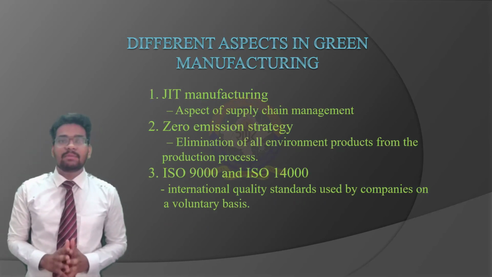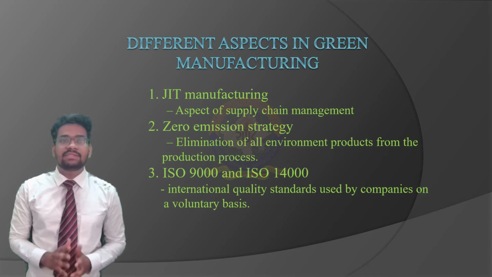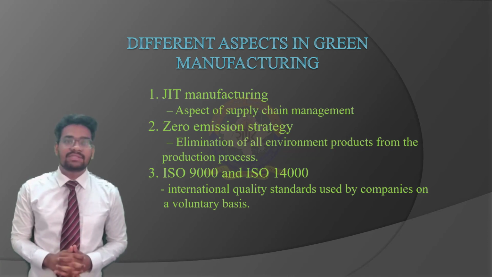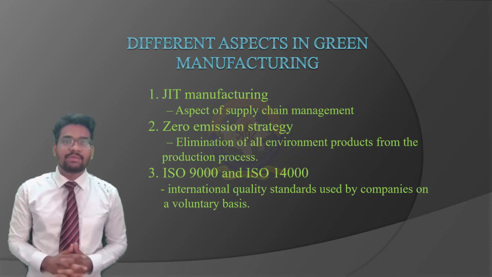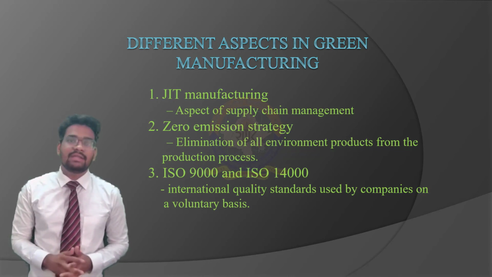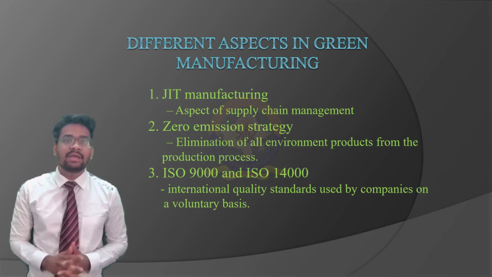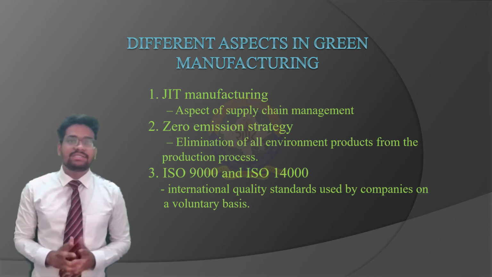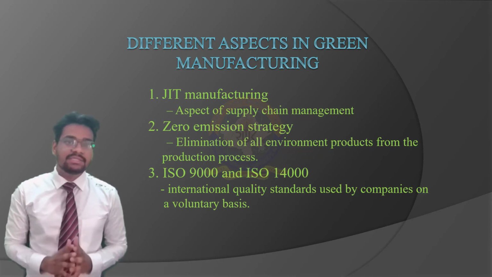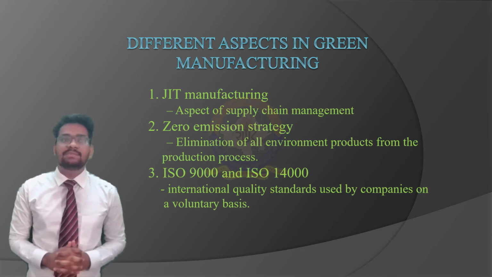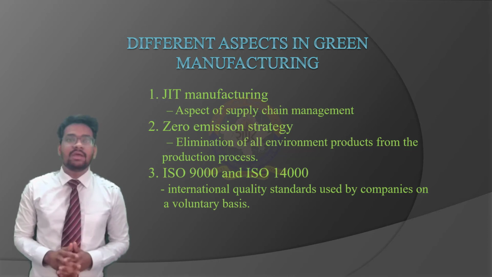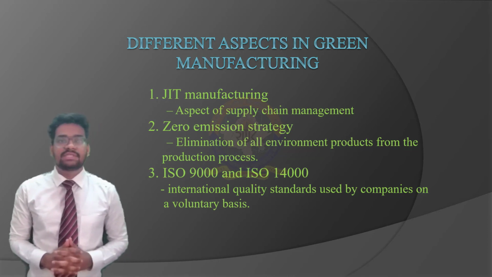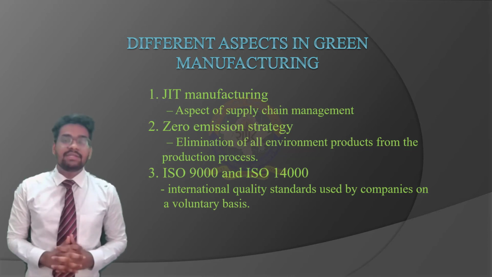Now come to another important topic of this presentation, that is different aspects in green manufacturing. Here we can see three aspects: JIT manufacturing, zero emission strategy, and ISO 9000 and ISO 14000. Come to the first aspect. What is JIT manufacturing? It is an aspect of supply chain management. Collaboration between companies and their suppliers creates opportunity for new design products and processes that are more efficient and environmentally friendly.